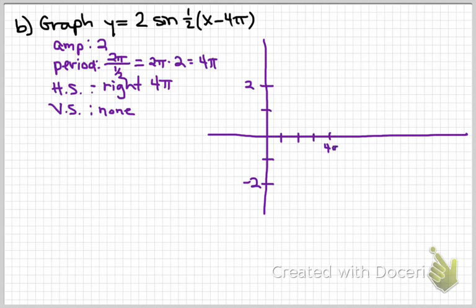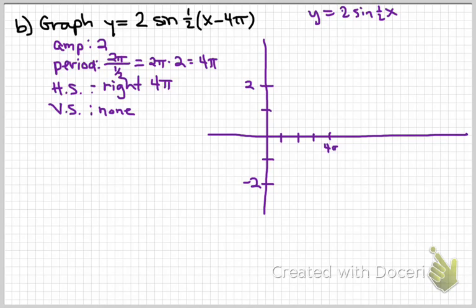So that's what I'm going to graph first, y equals 2 sine of 1/2 x. If I forgot that horizontal shift of right 4 pi, if I left that out of the equation, and I just wanted to graph y equals 2 sine of 1/2 x, like we did in 10.1, that's what I'm looking at first. Once I get those points, then I can move them all to the right 4 pi.